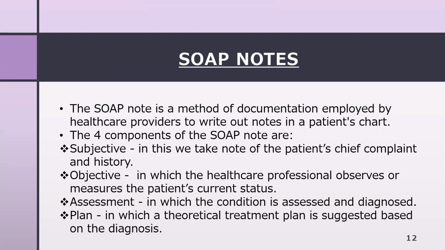In subjective, we'll write the chief complaint, medical history of the patient, and gender and age. In objective, we'll write the patient's laboratory tests and current status. In assessment, we'll diagnose or assess which disease the patient is suffering from, and in plan, we'll give the treatment to the patient in medication form, lifestyle changes, or any pharmacotherapy.